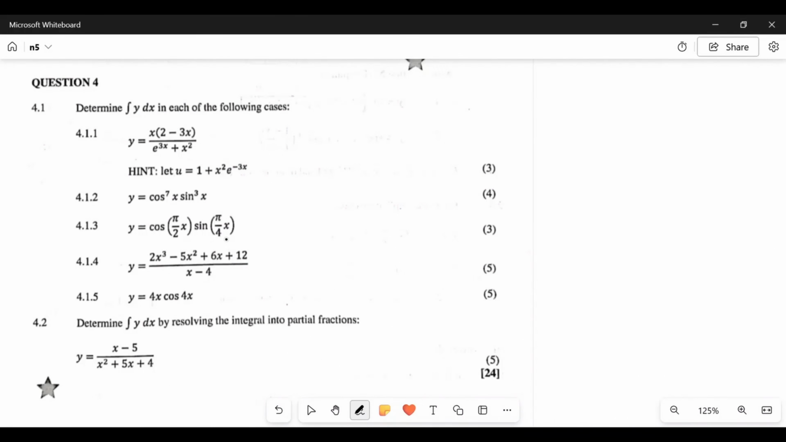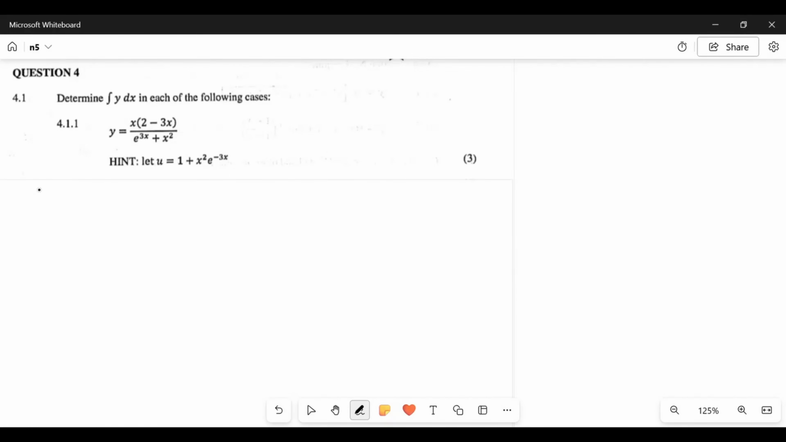All right, guys, here is our question 4. Now, question 4 is based on integration. If you look at 4.1 there, they say determine the sigma y dx in each of the following cases. And it also has 4.1 and 4.2. All these questions that you see here are integral questions. So let's look at 4.1.1 and let's solve it.